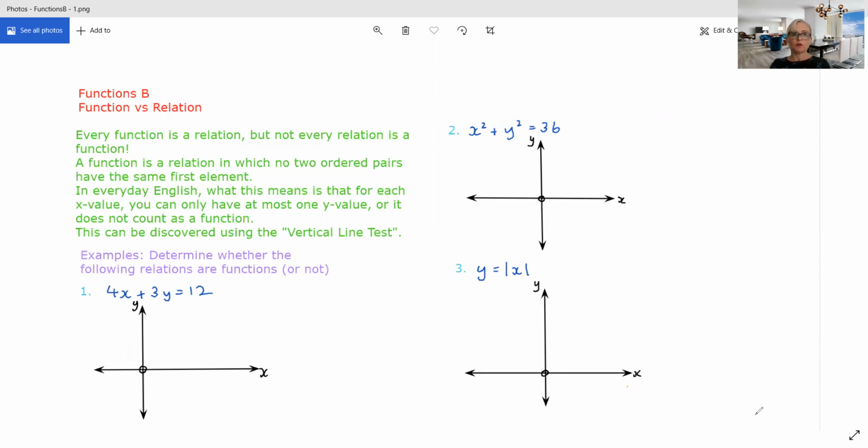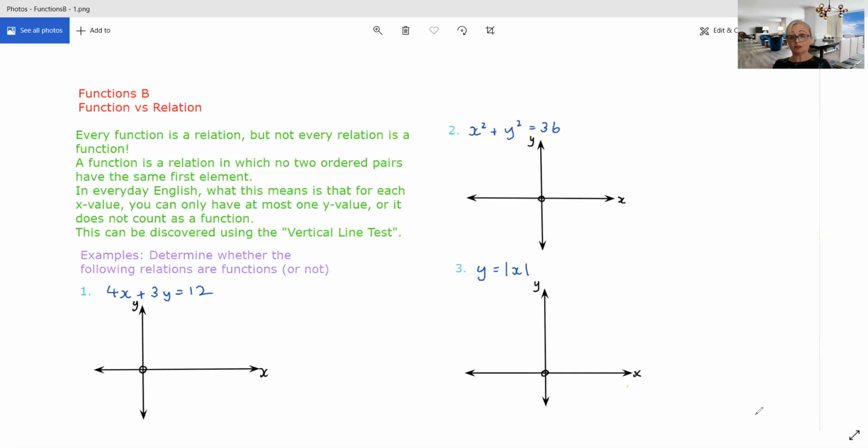We're now at the point where I want to explain to you how you tell the difference between a function and just a relation. Now, every function is a relation, but not every relation is a function. Let me just say that again. Every function is a relation, but not every relation will count as a function. Functions are a subset of all relations.